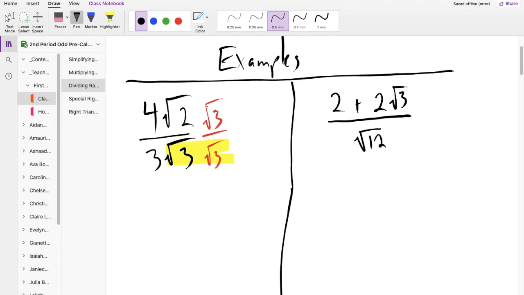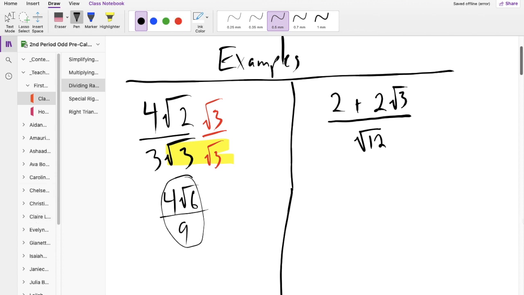When you're multiplying fractions, you multiply straight across. I'm going to start with my denominator. We have 3 times the square root of 3 times the square root of 3, and this is going to give me 9, because the square root of 3 times the square root of 3 is 3, and 3 times 3 is 9. In our numerator, we have 4 times root 2 times the square root of 3, which is just going to be 4 times the square root of 6. The square root of 6 can't be simplified any further, and 4 divided by 9 can't be simplified any further. So this is my final answer.